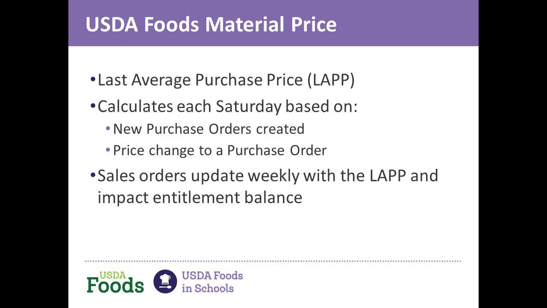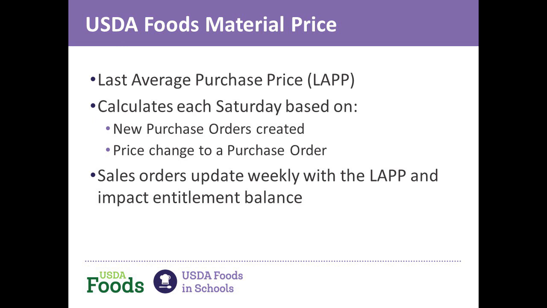Just a little more information on material price and how it changes. The last average purchase price, or LAP, is calculated each weekend and is based on new purchase orders created and price changes to existing purchase orders. Your sales orders are bought in groups on purchase orders. When the orders change to purchase status, the price updates and can be seen in the summary report and specifically on the entitlement detail report.